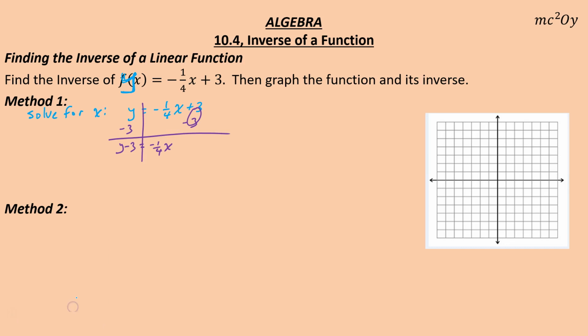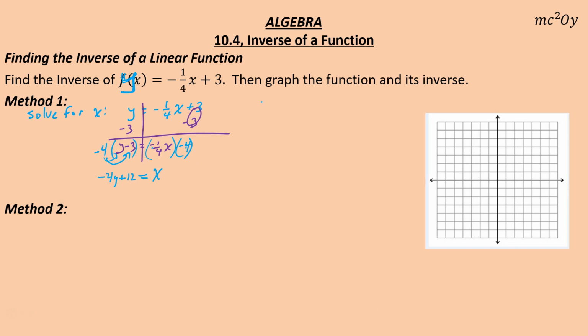Next step, multiply both sides by negative 4, the reciprocal of negative 1/4. Negative 4 times negative 1/4, negative times negative is positive, and 4/4 is 1, so that just gives me x. And here I get negative 4y and positive 12. So x equals negative 4y plus 12.